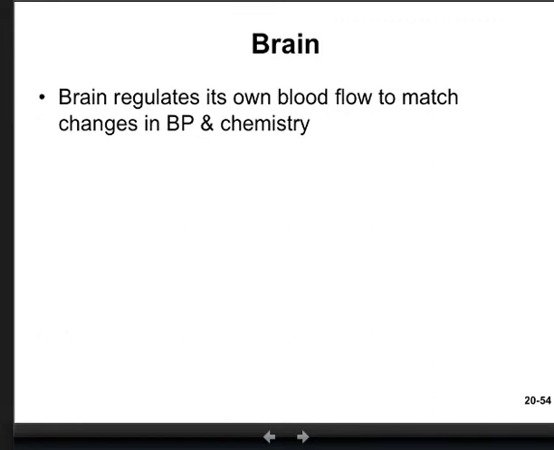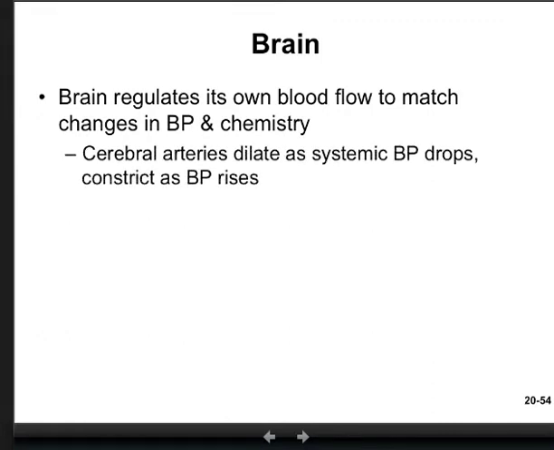The brain regulates its own blood flow to match changes in blood pressure and chemistry. Cerebral arteries dilate as the systemic blood pressure drops, and they constrict as the blood pressure rises. Now think about why this makes sense. If we didn't keep the blood pressure in the brain at a constant, optimal level, it could rise to the point where you could burst capillary beds, and that could produce a stroke, or it could drop to the point where you lose consciousness and brain cells die due to lack of perfusion. So we have a self-correcting mechanism to keep the blood flow to the brain constant and the pressure in those vessels constant.